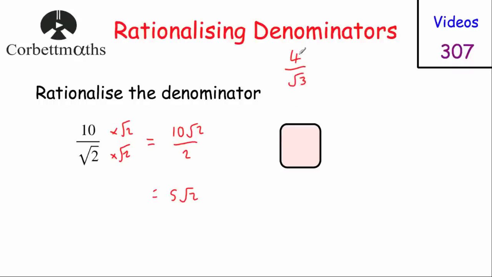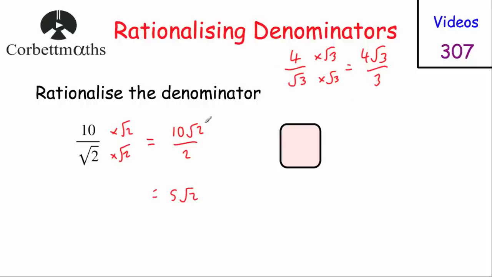Okay, so if you had something like 4 over root 3 and you were asked to rationalize the denominator, what you do is you multiply both the numerator and the denominator by the surd on the denominator, this root 3. So multiply by root 3 and multiply by root 3 and let's see what we get. 4 times root 3 is 4 root 3. And on the denominator, root 3 times root 3 is root 9, which is 3, and that's it. So we would have 4 root 3 over 3. And again, this is great because we have rationalized the denominator. We have changed our root 3, our irrational number, into a rational number.